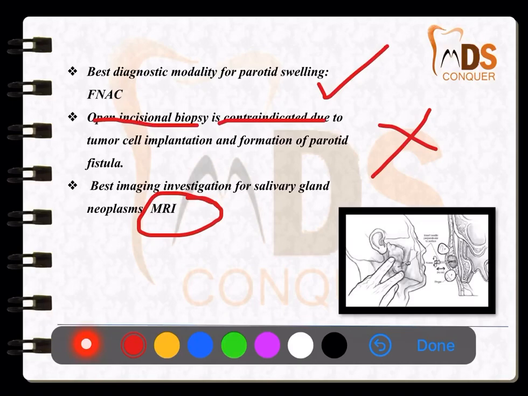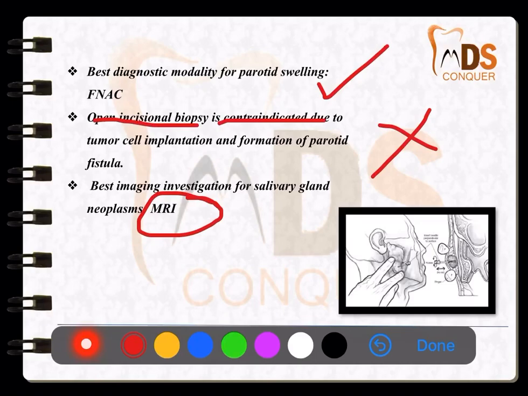But if they ask which is the very economical, cost-effective investigation for salivary gland neoplasms, then you have to go for ultrasound. It is actually not that clear when compared to MRI, but it is very cheap. MRI is very costly, whereas ultrasound is very cheap. So if they ask from that perspective, you have to go for ultrasound.